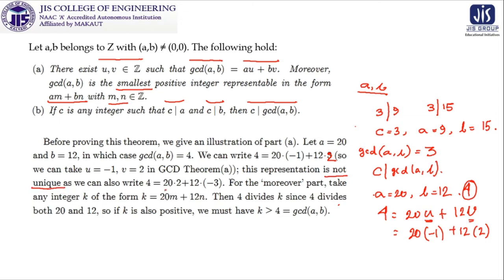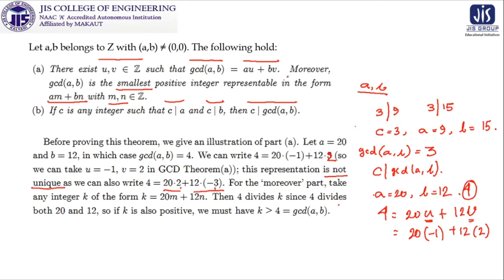because 4 can be written as 20 into 2 plus 12 into minus 3. So look at this, these two, this minus 3, all are from the set Z. So this is not the unique representation, but it can be represented.